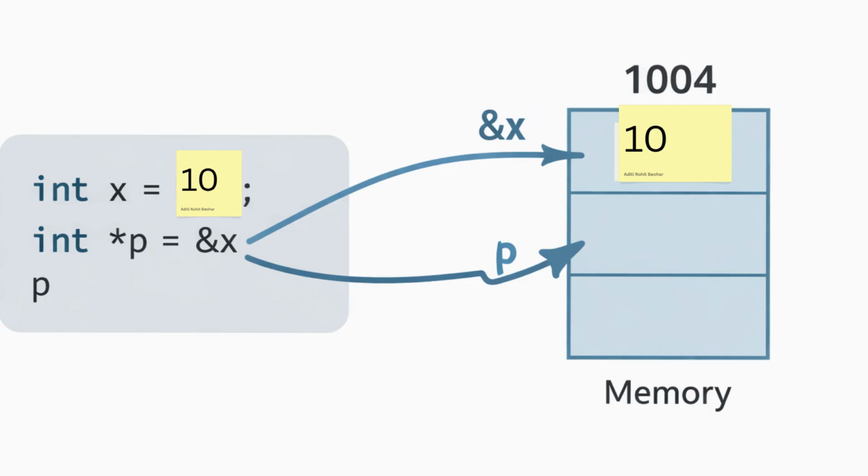Now let's map this back to C programming. We create a variable x and store 10 in it. Then we create another variable called p, which stores the address of x. So p is not storing 10. It is storing the location where 10 exists. This is the most important idea you need to remember. A pointer does not store the value. A pointer stores the address of the value.